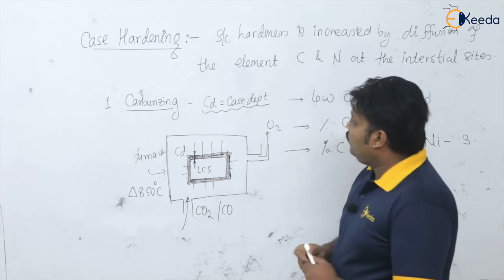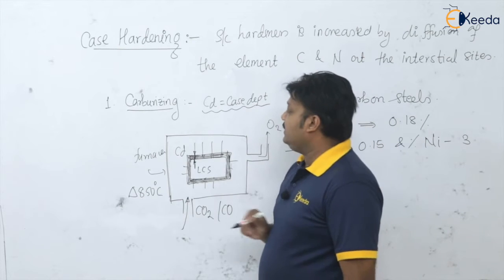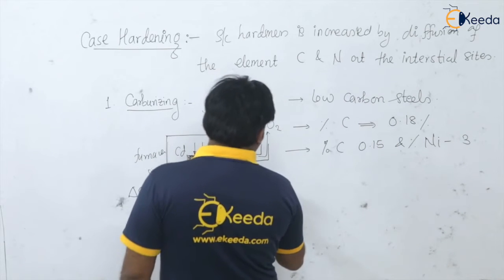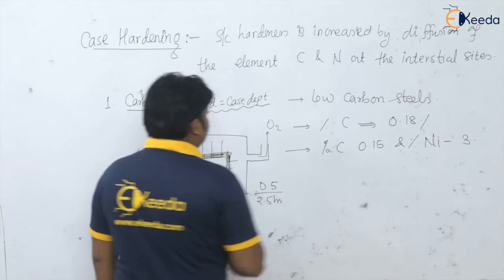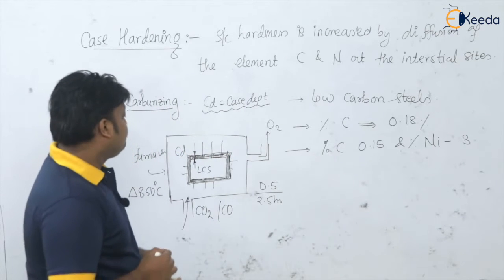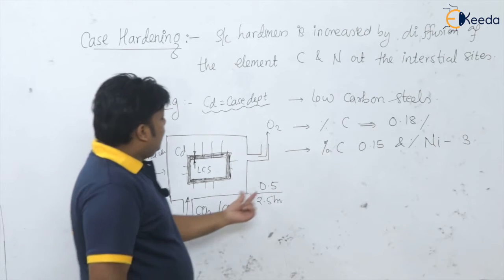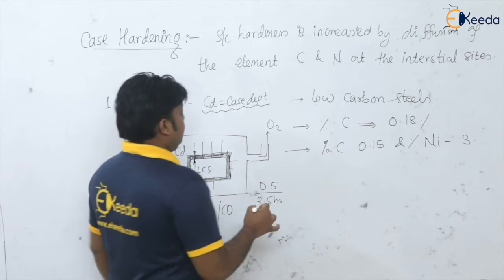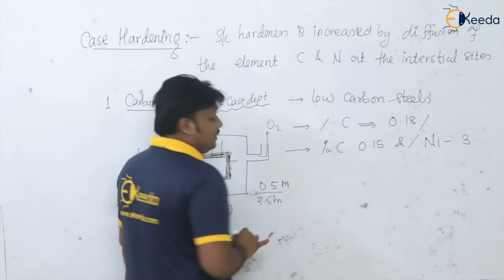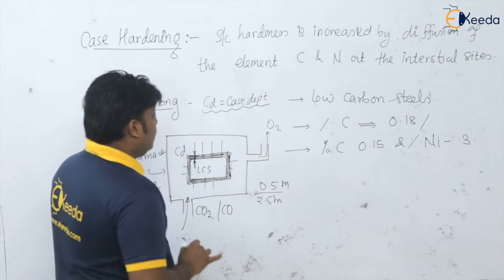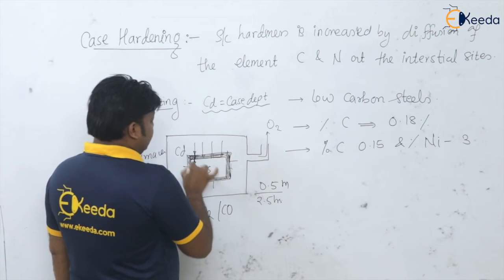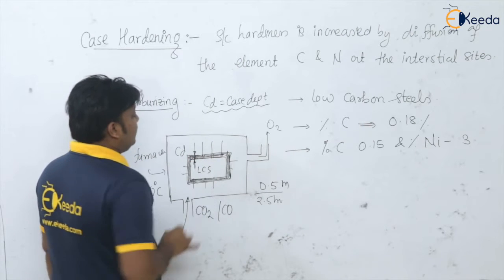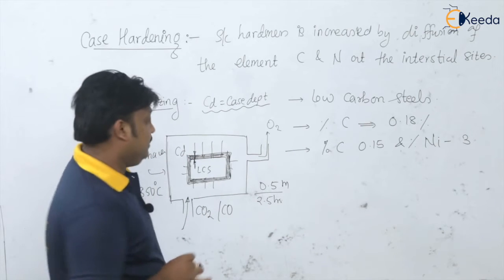If you look at the value of case depth for this carburizing, so it is 0.5 per 2.5 hours. How much case depth you are getting here in case of the carburizing? That is 0.5 millimeter. So not millimeter, it is 0.5 meter per 2.5 hours. In 2.5 hours, we can get this penetration or get this value of CD up to 0.5 meter.